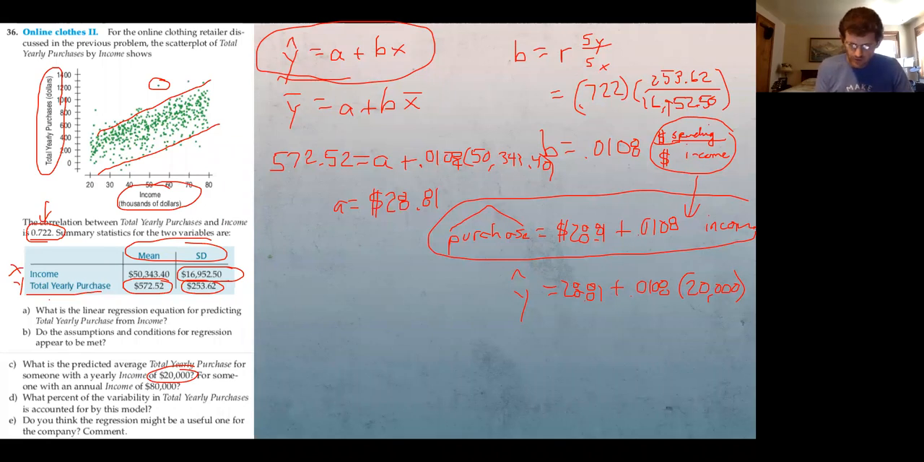All right, so what I got was $244.81. And hopefully that's what you got as well. Okay, so there it is. What percent of the variability, if we had 80,000, we'd just do the same thing, but I'm not going to do that one. What percent of the variability in total yearly purchases is accounted for by this model? Okay, so what are they asking us to do right here?